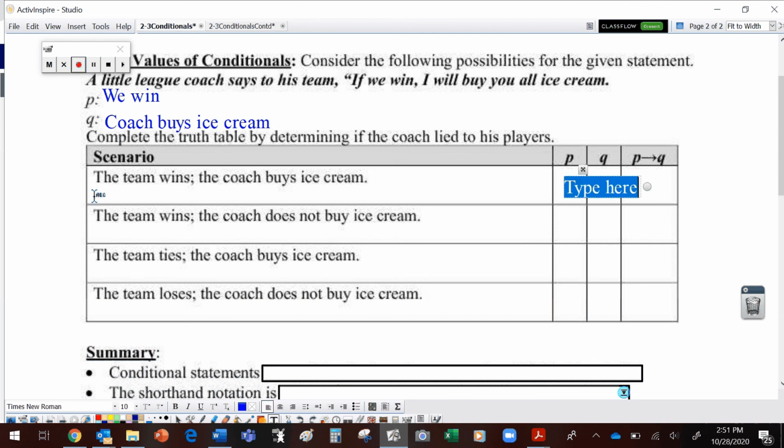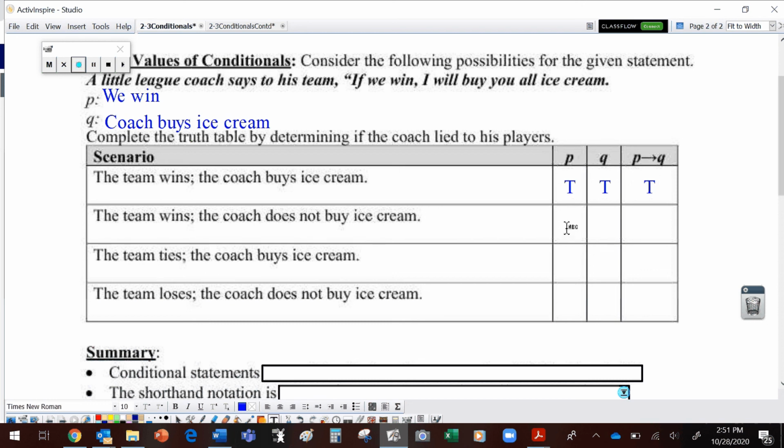We have the team wins and the coach buys ice cream. So the team wins, P is true. Coach buys ice cream, Q is true. So both of these are true. Okay, well, did the coach lie to his players? They won. He bought ice cream. No, he told the truth.